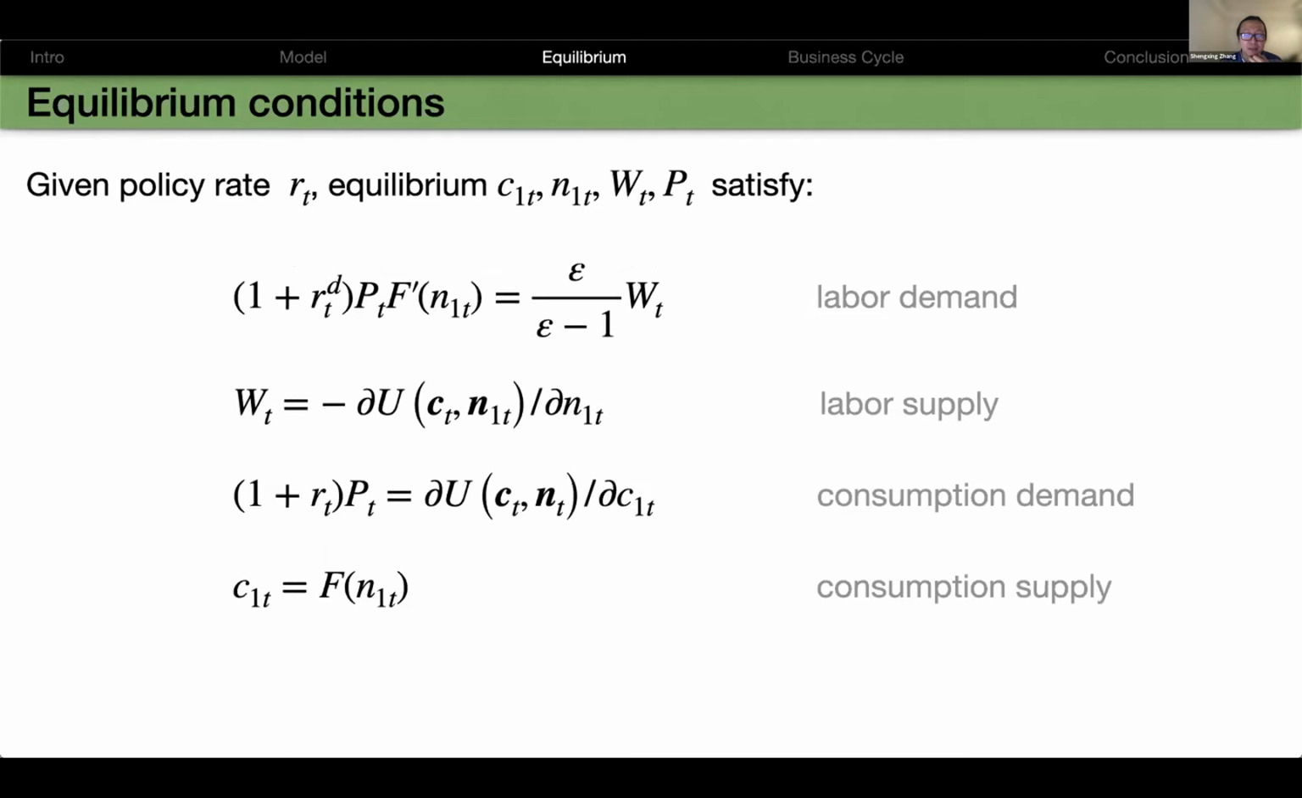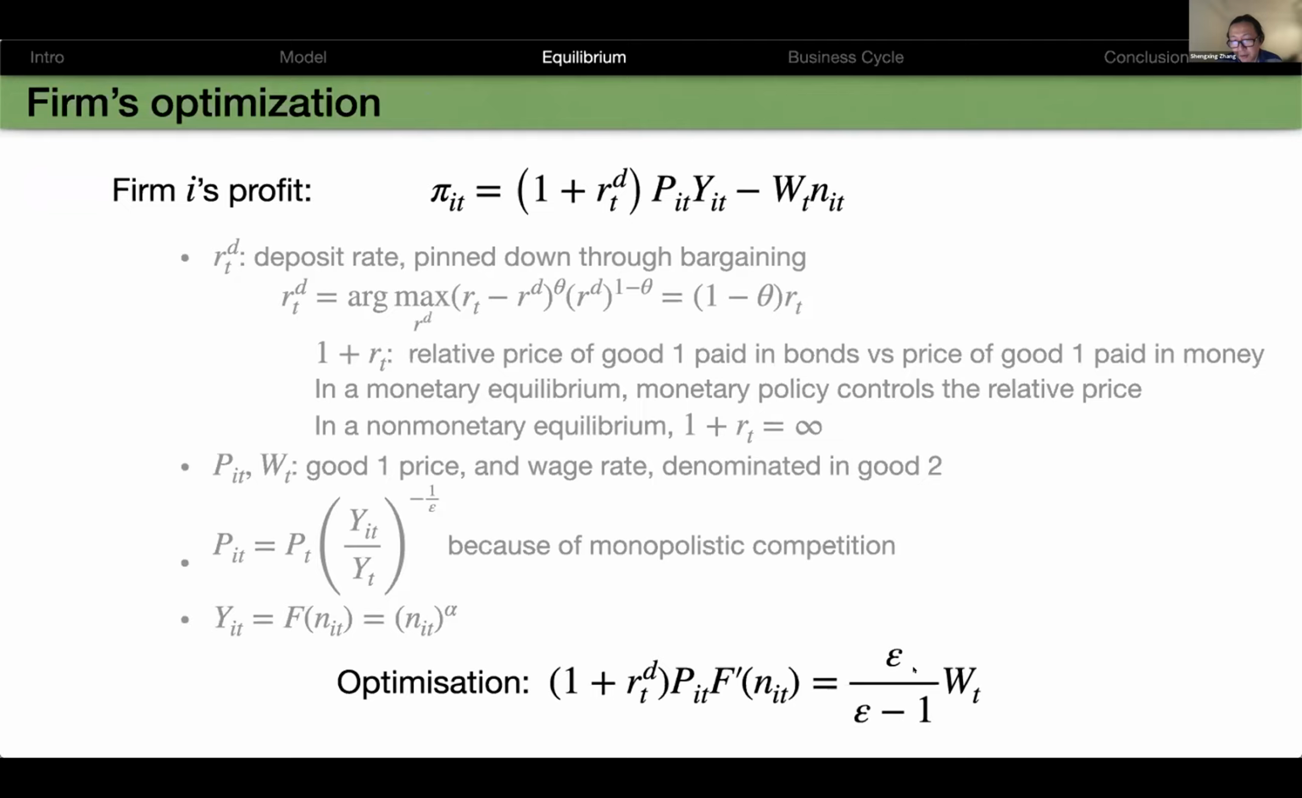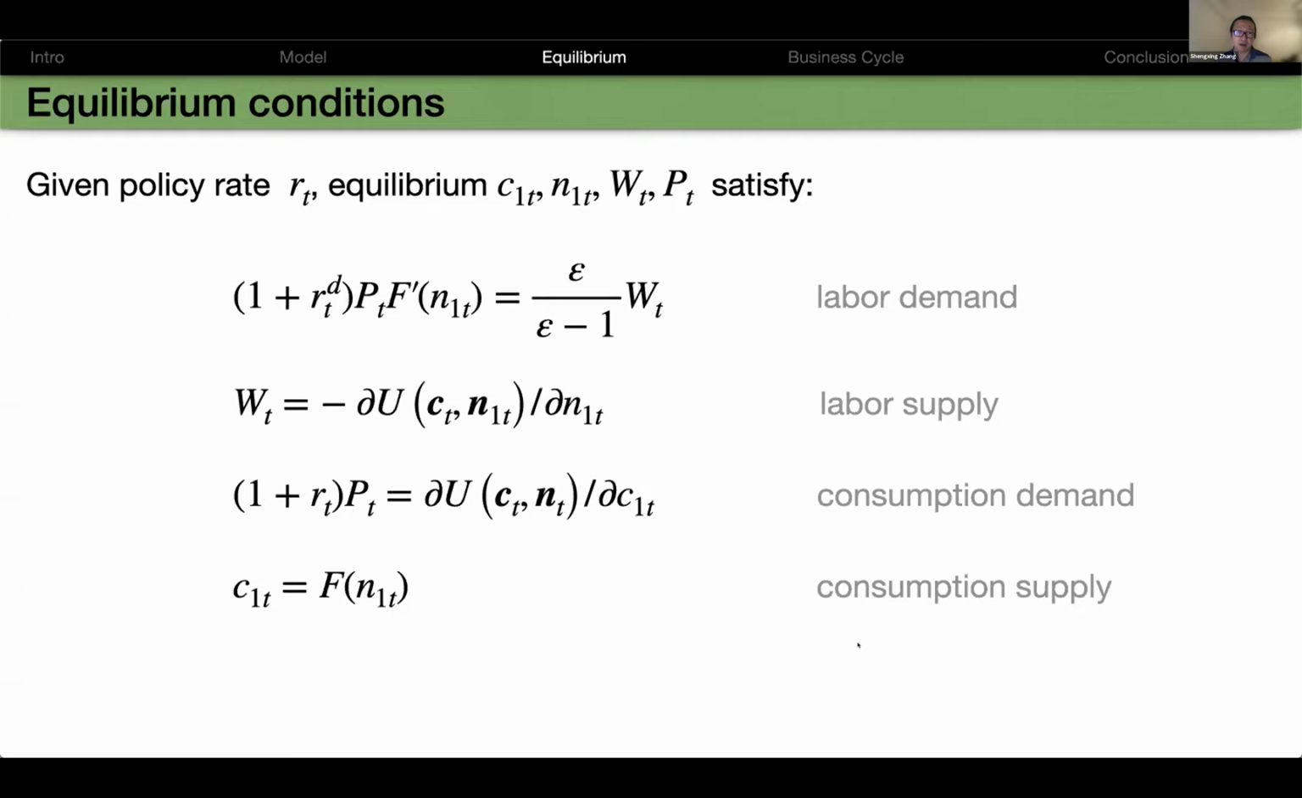Now, I forgot to say one thing: the left-hand side of the optimization is the marginal return from hiring the labor. The right-hand side is the marginal cost of hiring the labor times the markup, the product market markup, because of monopolistic competition. Now, given the policy rate R_T, the equilibrium consumption, labor supply, wage rate, and price level can be summarized by these equations.